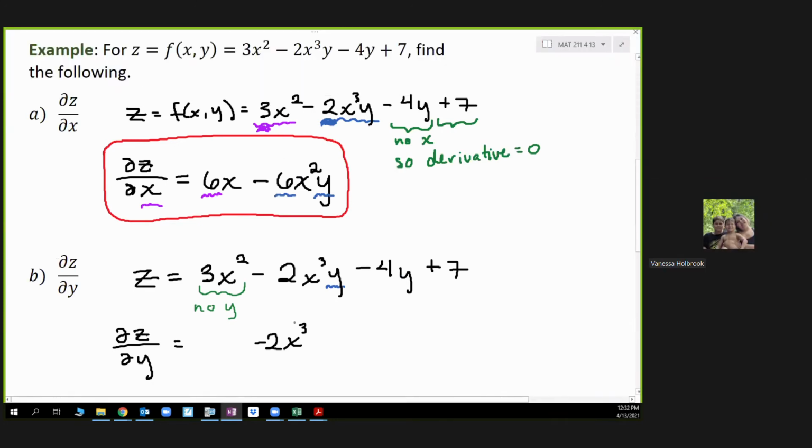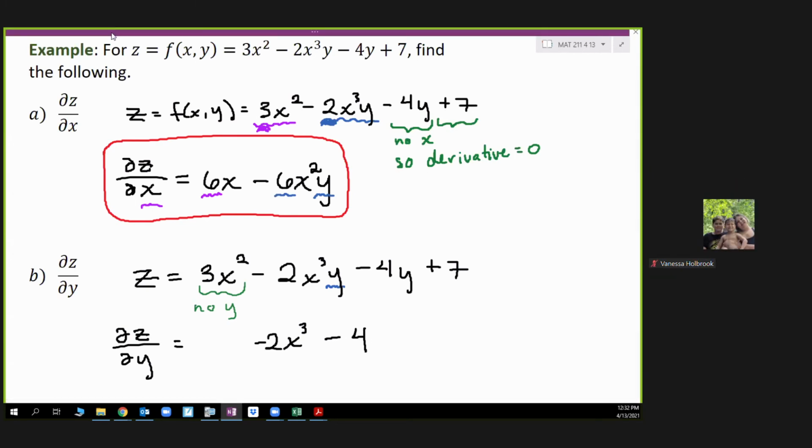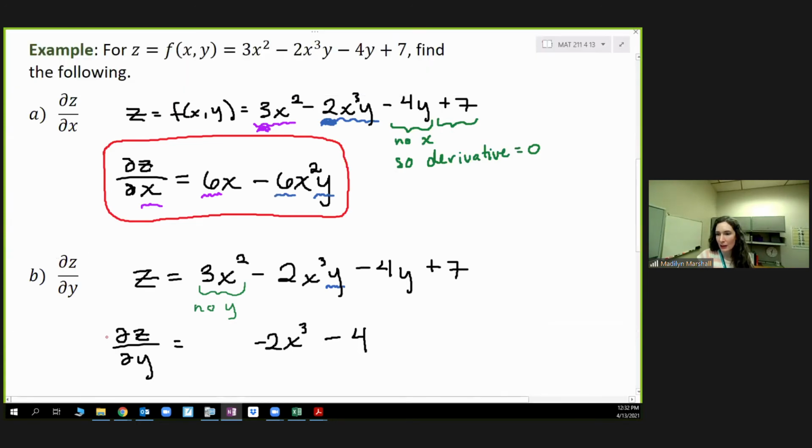-4? -4, exactly. And then 0. Right, exactly. So that's it for this one. In this case, neither of those y's had an exponent, so we just took their coefficient. The coefficient of -2x cubed y is the -2x cubed. That whole thing is being multiplied to the y. And then the -4y is just like usual. It turns into -4.